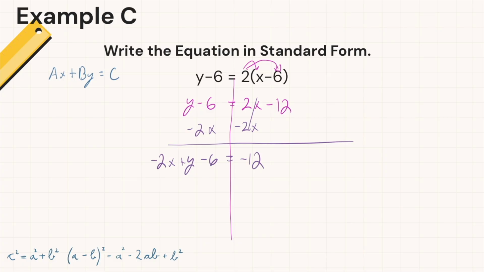So the last step we're going to do is move that negative 6 to the other side by adding 6 to both sides. These are going to cancel, leave me with negative 2x plus y equals negative 6. So I now have it in the standard form, and I've done what I came to do. That brings us to the end of this problem. It also brings us to the end of this set of notes.